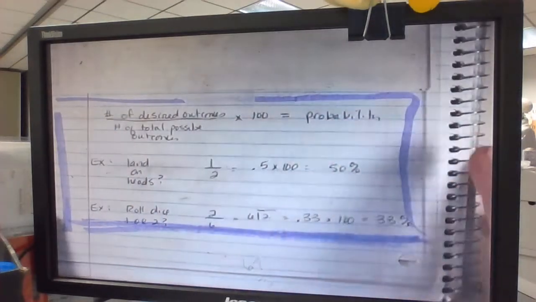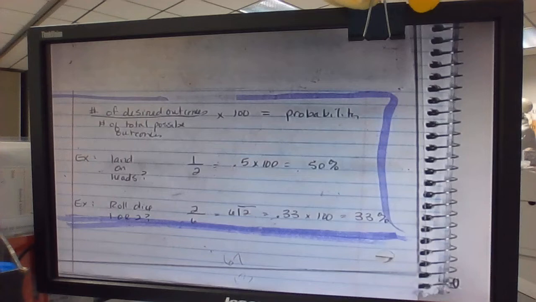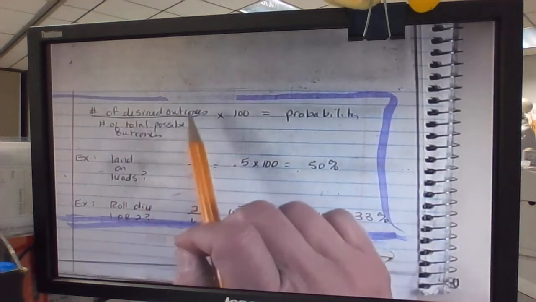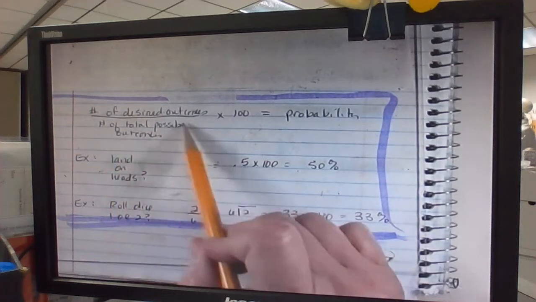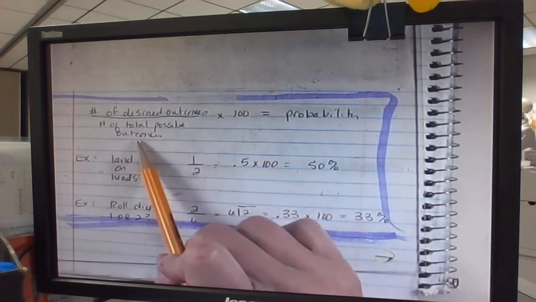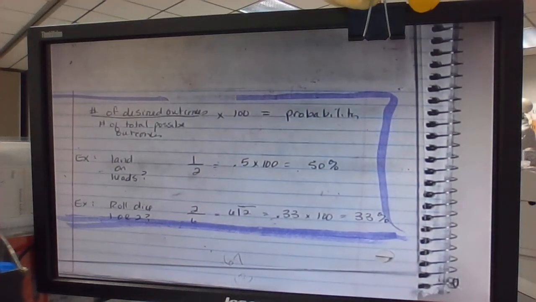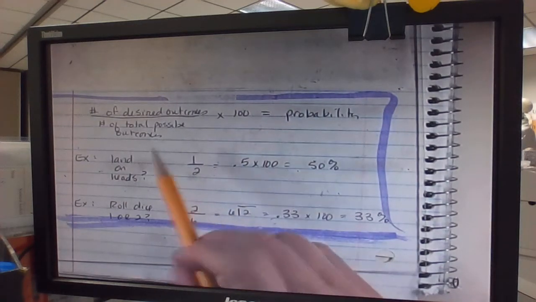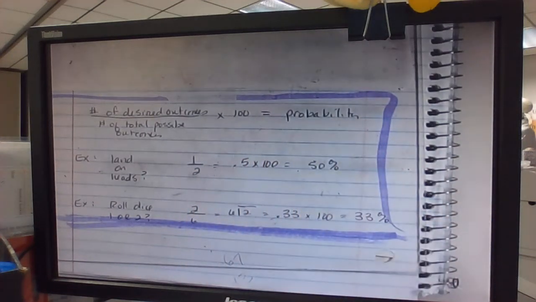This is the formula to find the probability of an occurrence. The number of desired outcomes, in case you can't read my handwriting, divided by the number of total possible outcomes. So the number of outcomes that we want to happen divided by the total possible number of outcomes times 100 gives us probability, and it will be a percentage.